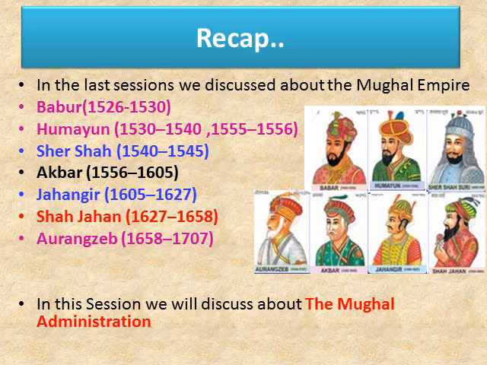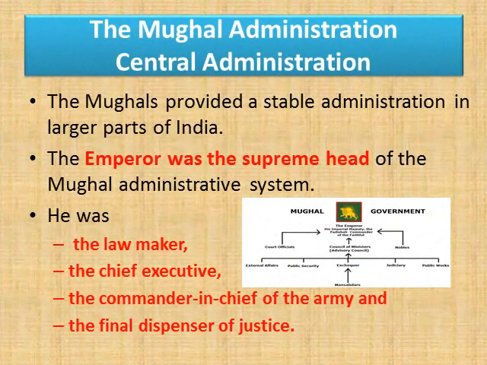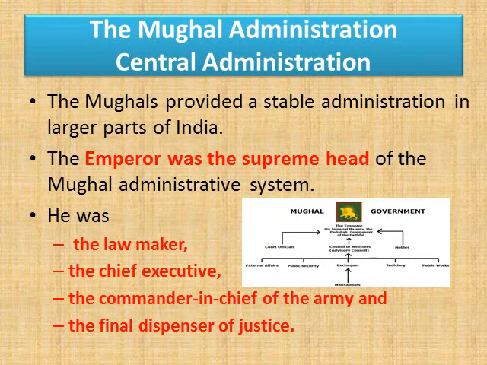Children, in this session, we will discuss the Mughal administration. Let us see the important elements and structure of the Mughal administration. The emperor was the representative of God. Mughal emperors considered themselves God's representatives on earth. They claimed to be the shadow of God, or visible God, or Wakil of God, or Khalifa of their country.